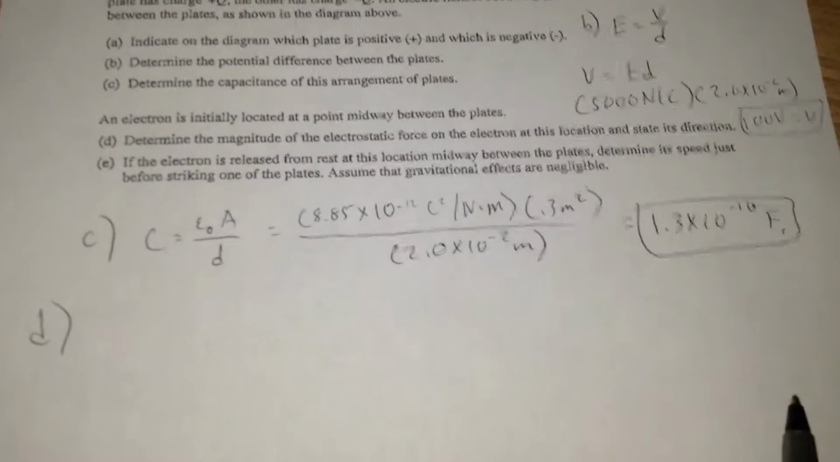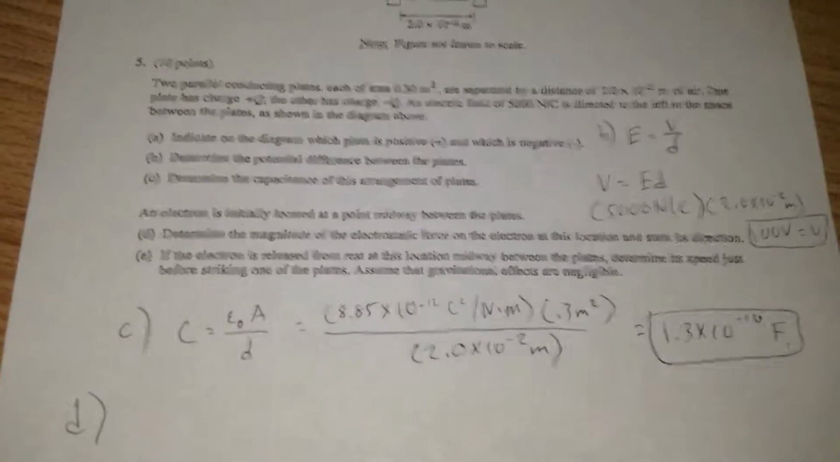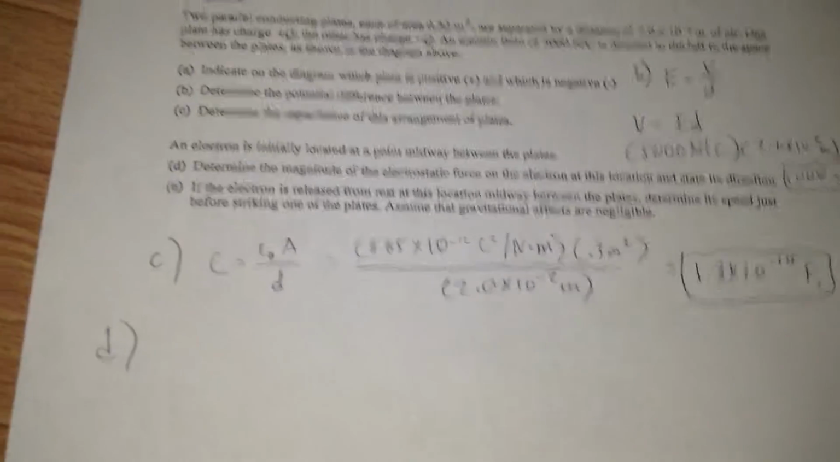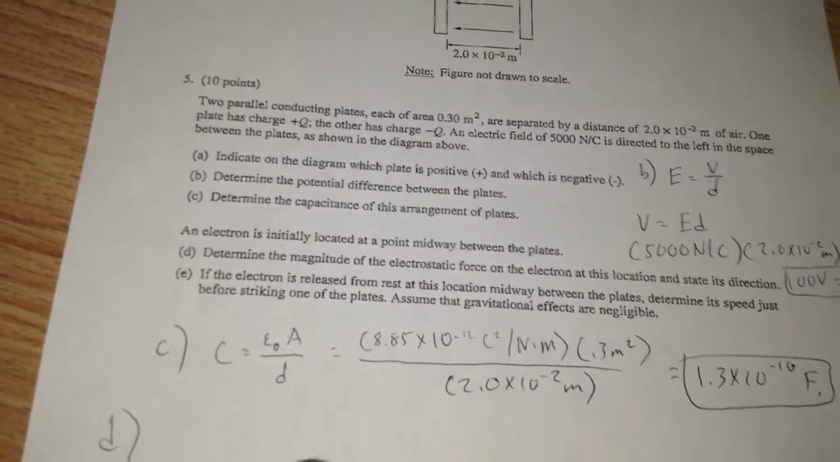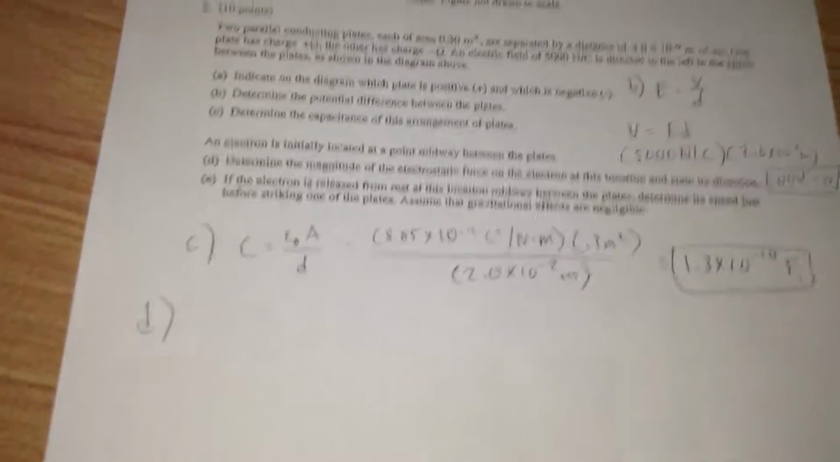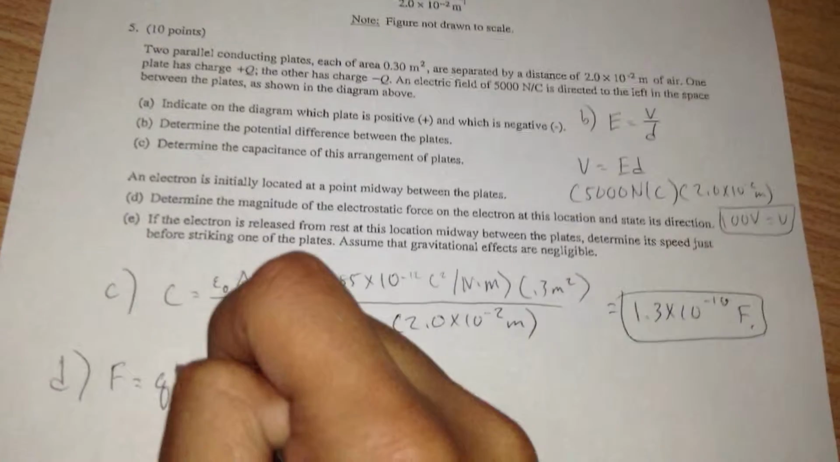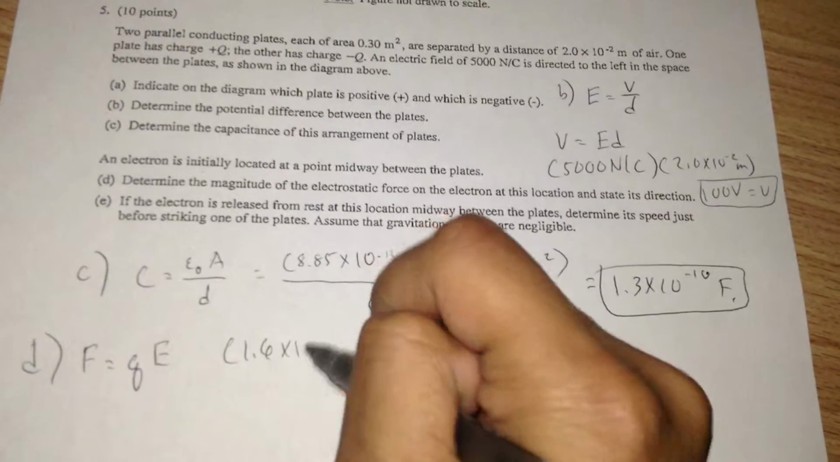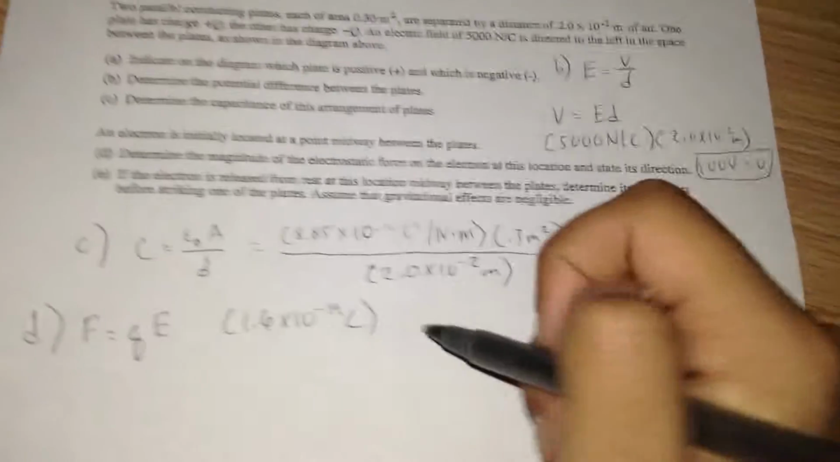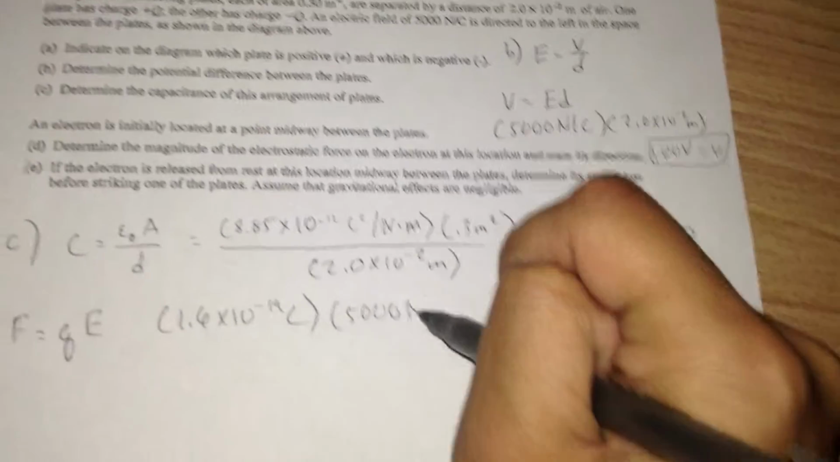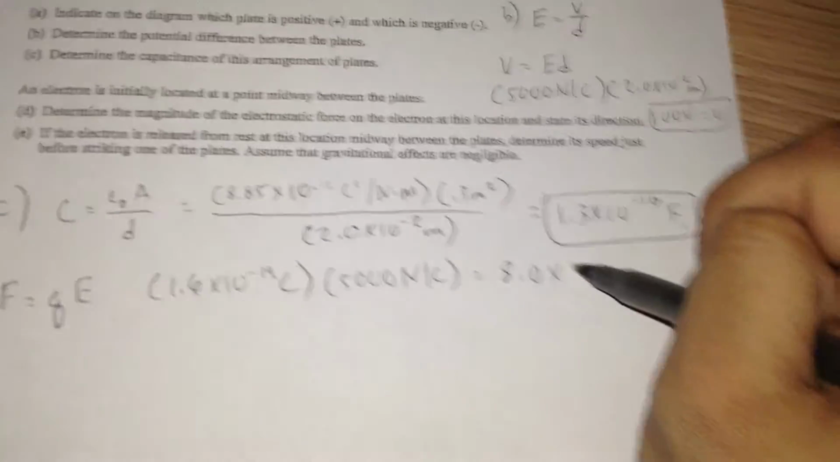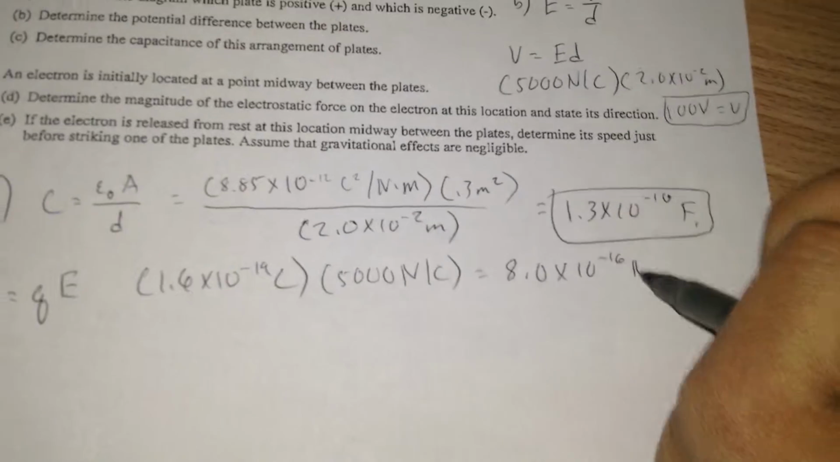Part D wants, if an electron is initially located at a point midway between the plates, determine the magnitude of the electrostatic force on the electron at this location and state its direction. So D, we want the magnitude. So we're going to do F equals QE. An electron has a charge of 1.6 times 10 to the negative 19th coulombs, and our electric field is 5,000 newtons per coulomb. And that will equal 8.0 times 10 to the negative 16th newtons.